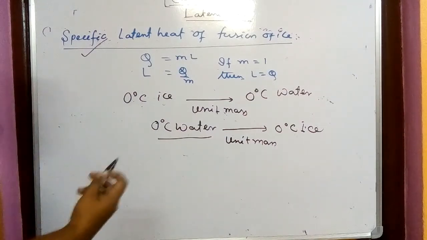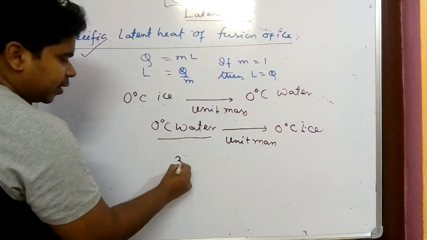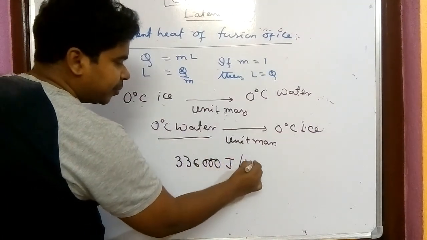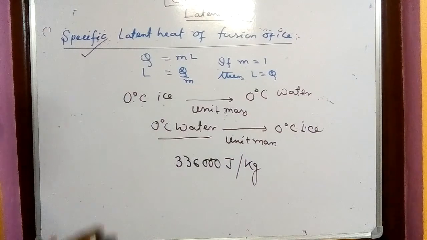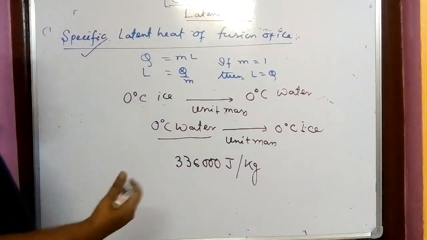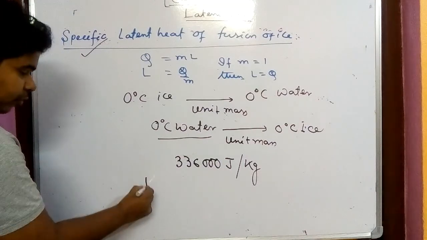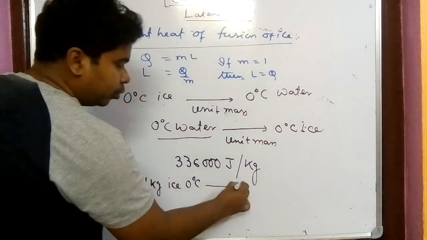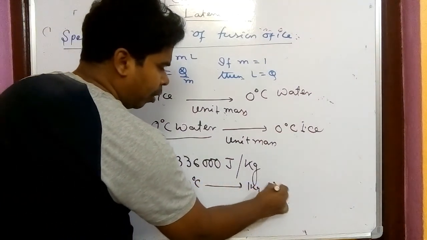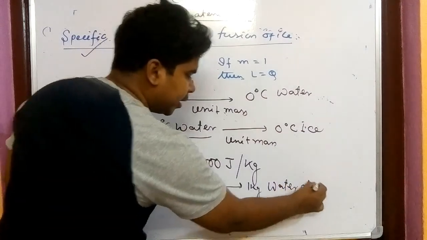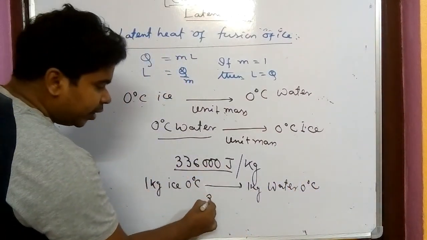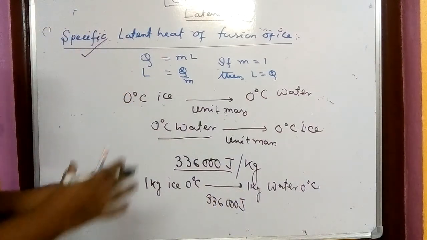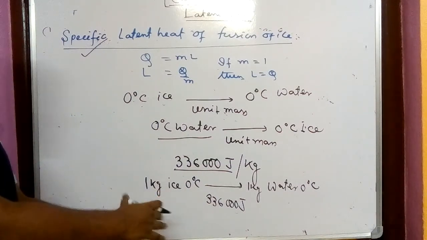So what is the value of it? The value is 336,000 joule per kg. This much amount of heat per kg is needed. That means whenever you have to convert 1 kg of ice at 0 degree centigrade to 1 kg of water at 0 degree centigrade, then extra 336,000 joule heat energy you have to supply, then it will happen.